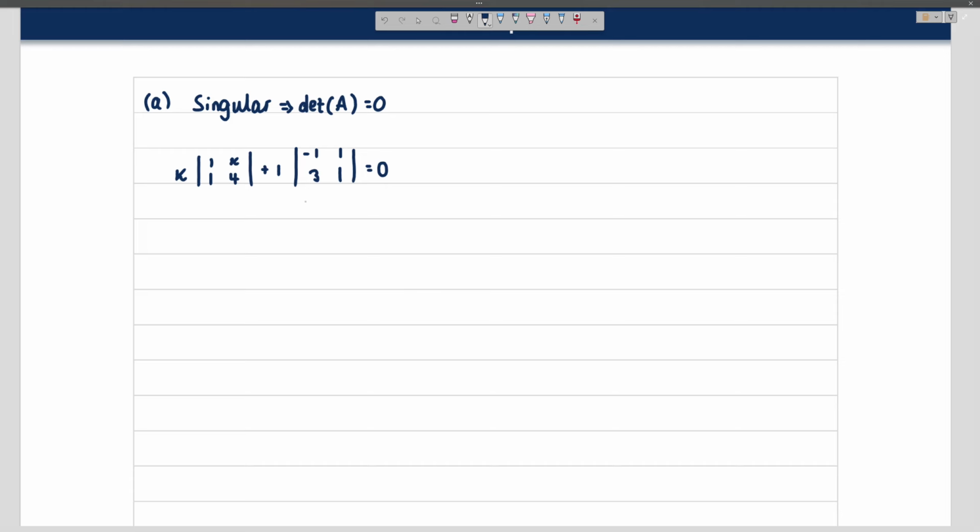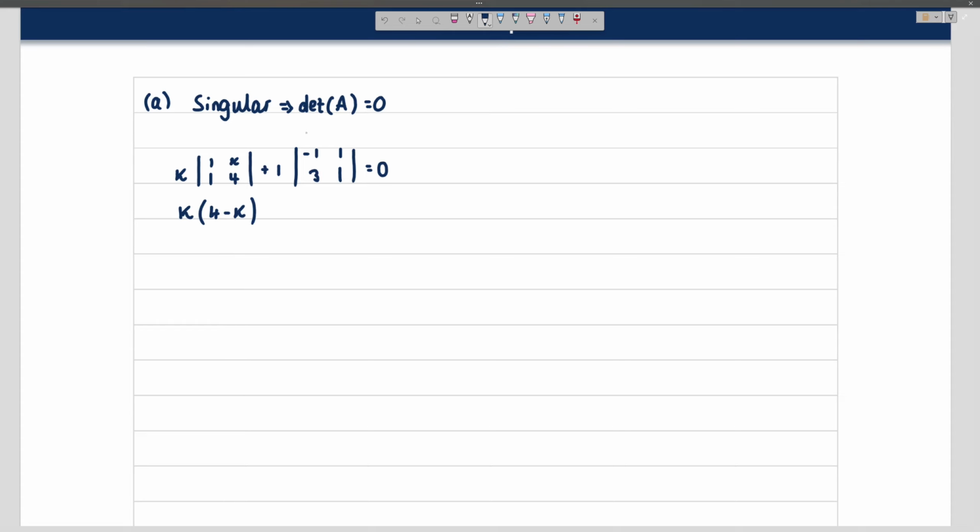So all we need to do here now is evaluate these 2 by 2 determinants, simplify, set it equal to 0, and then solve for k, right? So this 2 by 2 determinant here is 1 times 4 minus k times 1. I've got a k times by 4 minus k.